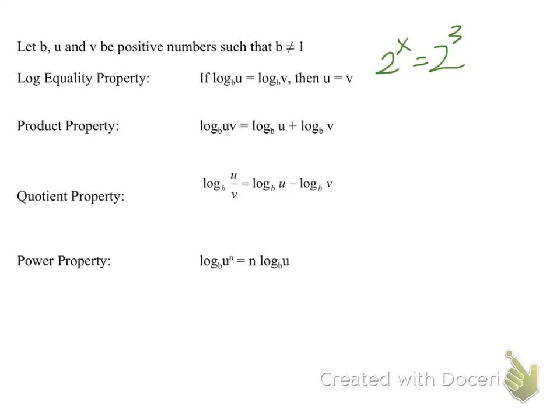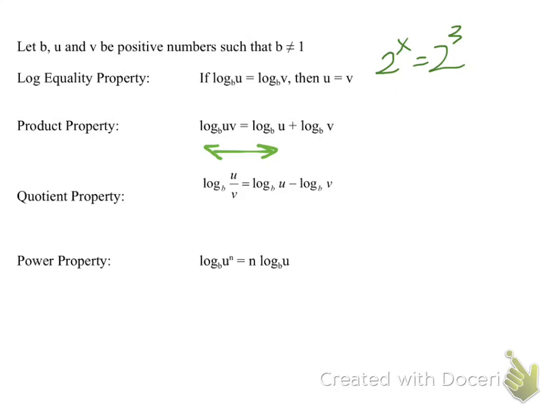The next property is the product property. If I have the log base b of two factors, I can decompose that into the log base b of the sum of each of those factors. Or I could compose them. So we need to remember that when we are dealing with these properties, they go both ways. We can decompose or compose them.